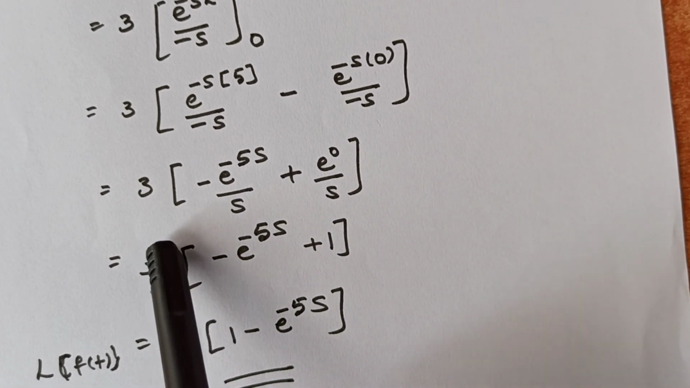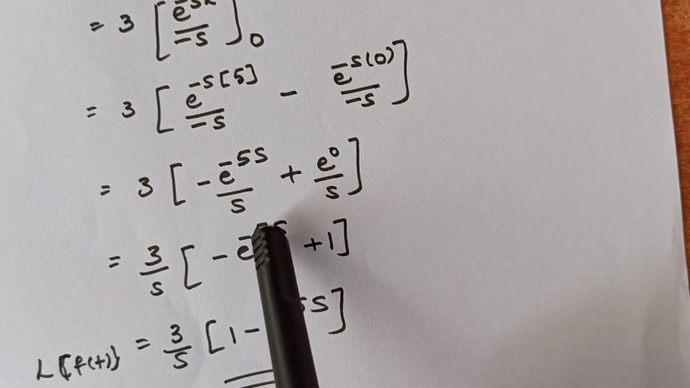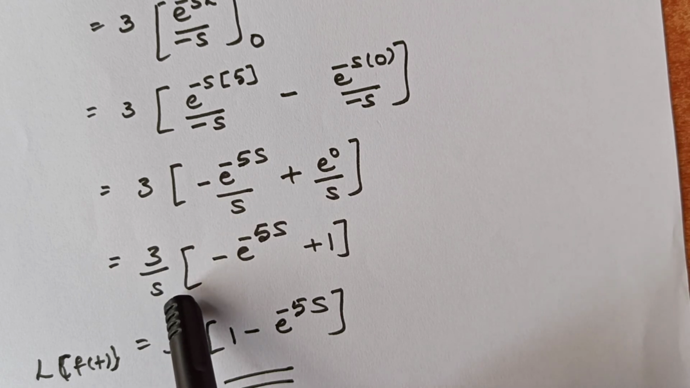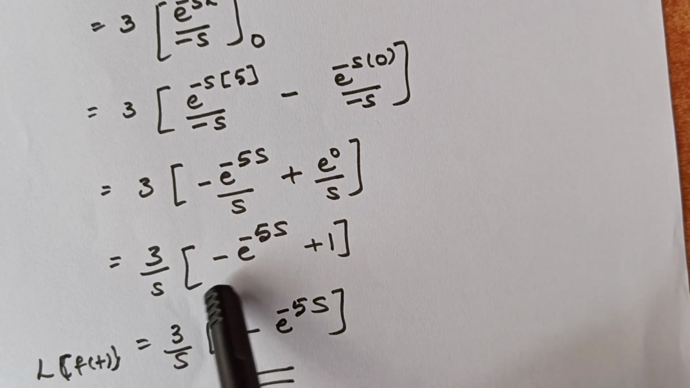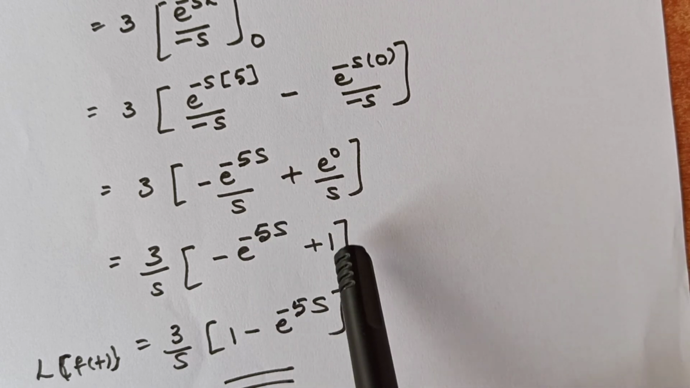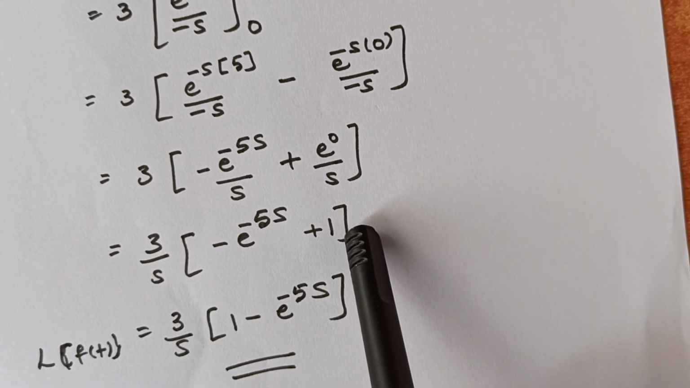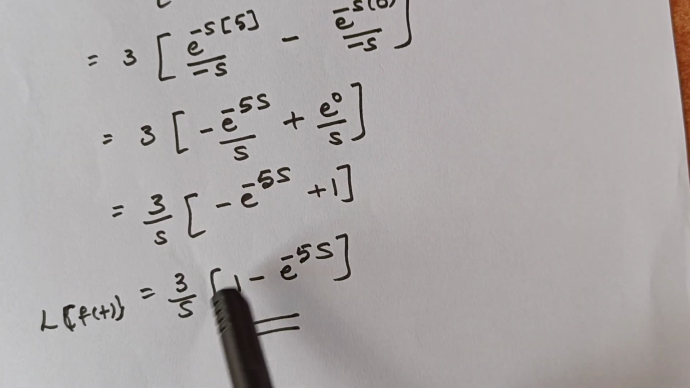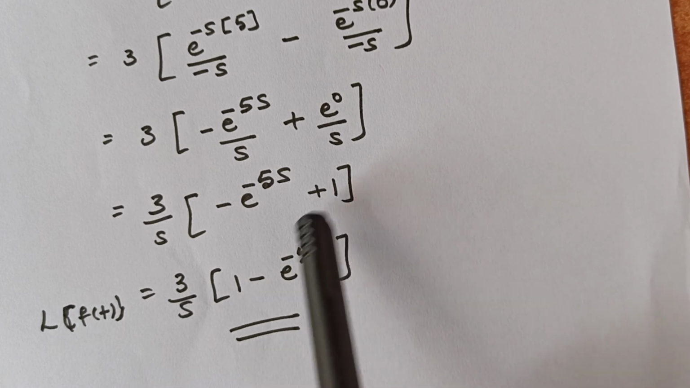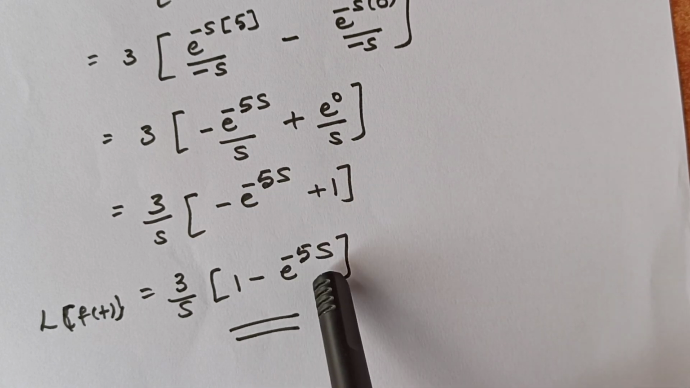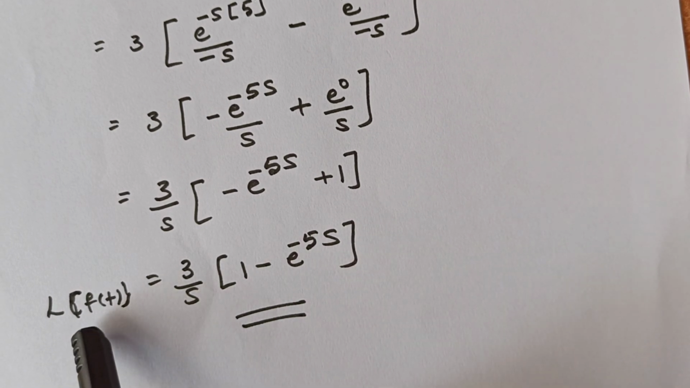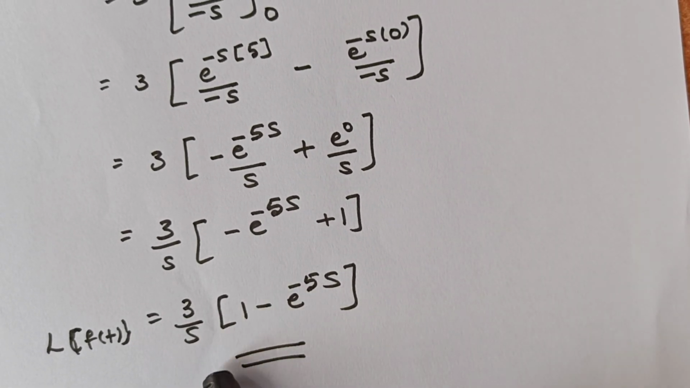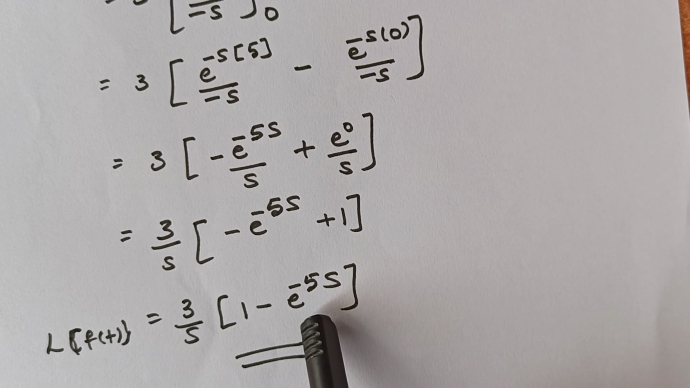Which will be equal to 3 by s into, here what I have done in this step is I have taken 1 by s common from these two terms. I will be left with 3 by s into minus e power of minus 5s plus the value of e power of 0, which is 1. Now I am going to rewrite this equation as 3 by s into, writing the positive value first, that is 1 minus e power of minus 5s. So this is the Laplace transform of the given function f of t, which will be equal to 3 by s into 1 minus e power of minus 5s.